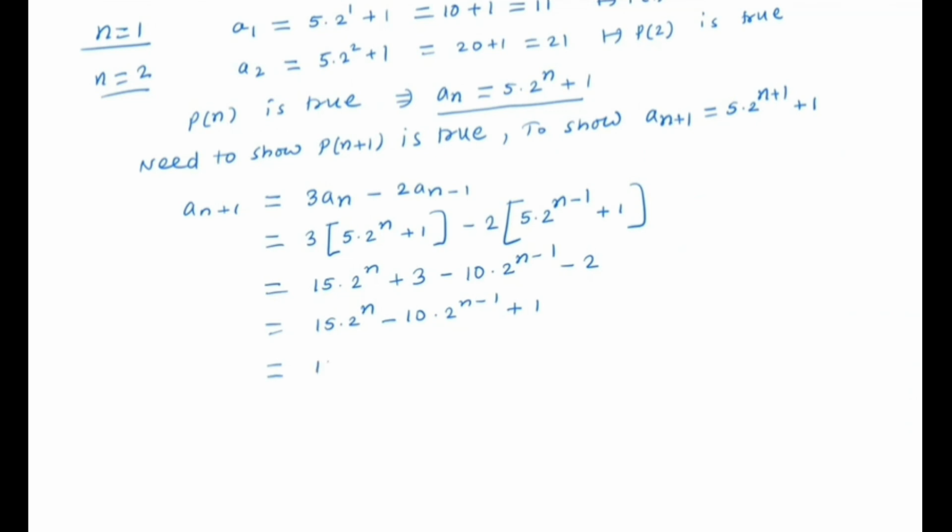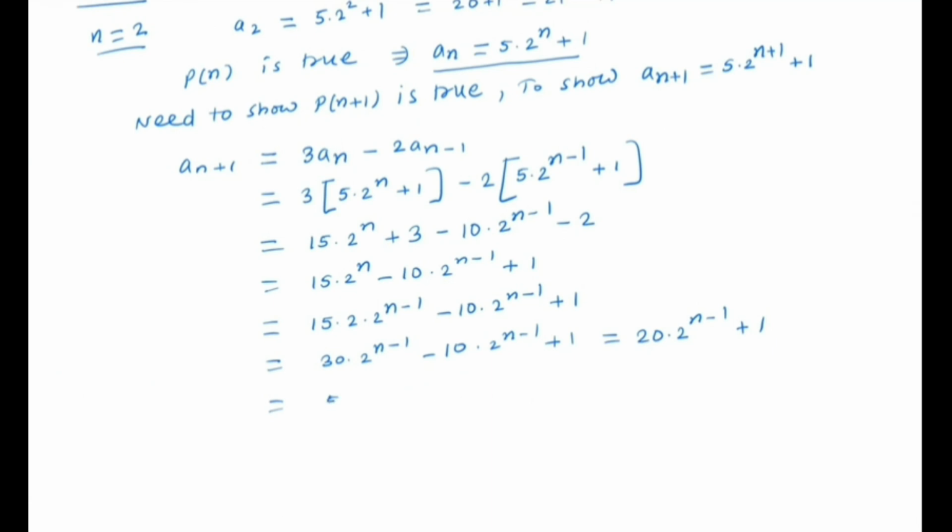Now we will write this as 15 times 2 into 2^{n-1} minus 10 into 2^{n-1} plus 1. So this is nothing but 30 times 2^{n-1} minus 10 times 2^{n-1}, and then we have plus 1. So 30 minus 10 is 20, so 20 times 2^{n-1} + 1. Now 20 we can write as 5 times 4 into 2^{n-1} + 1. Now what is 4? 4 is 2 squared. So 5 times 2^2 into 2^{n-1} + 1.